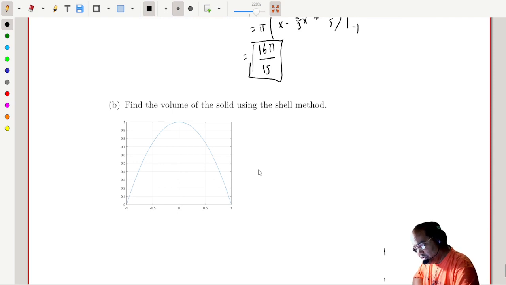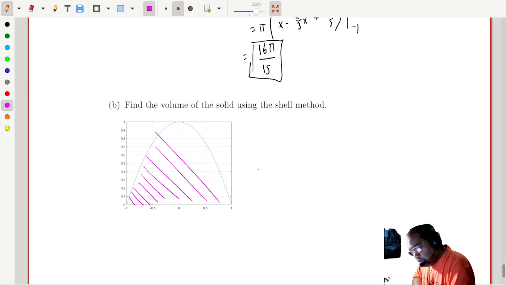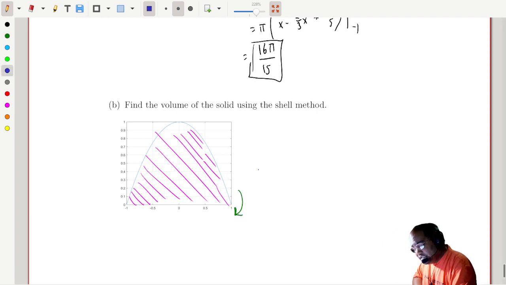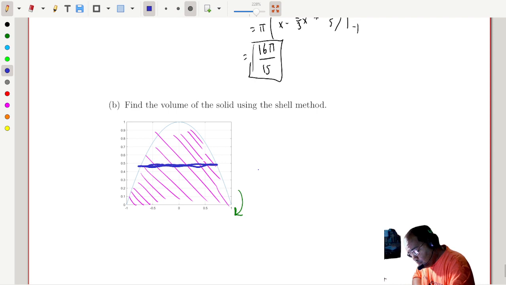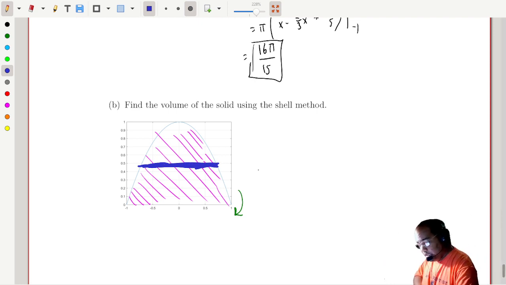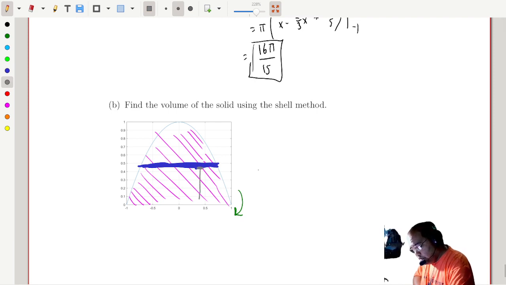Same curve as boundary, same region. Except now, we're still rotating around the x-axis, but instead of using disks, we're going to use shells here. Let me go ahead and make that a little bigger. There we go. Think about our usual constructions, right? Shell radius, shell height.